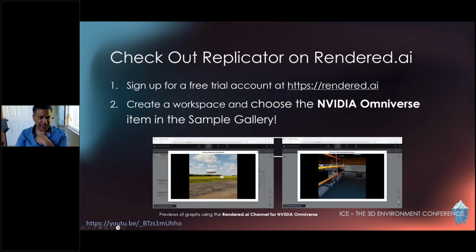Okay, so you can check this out up at rendered.ai, and you can sign up for a free account. Choose the NVIDIA Omniverse little card in the sample gallery and play around a little bit. And then there is a YouTube video, if you screenshot this, which walks through the TAO demo as well.